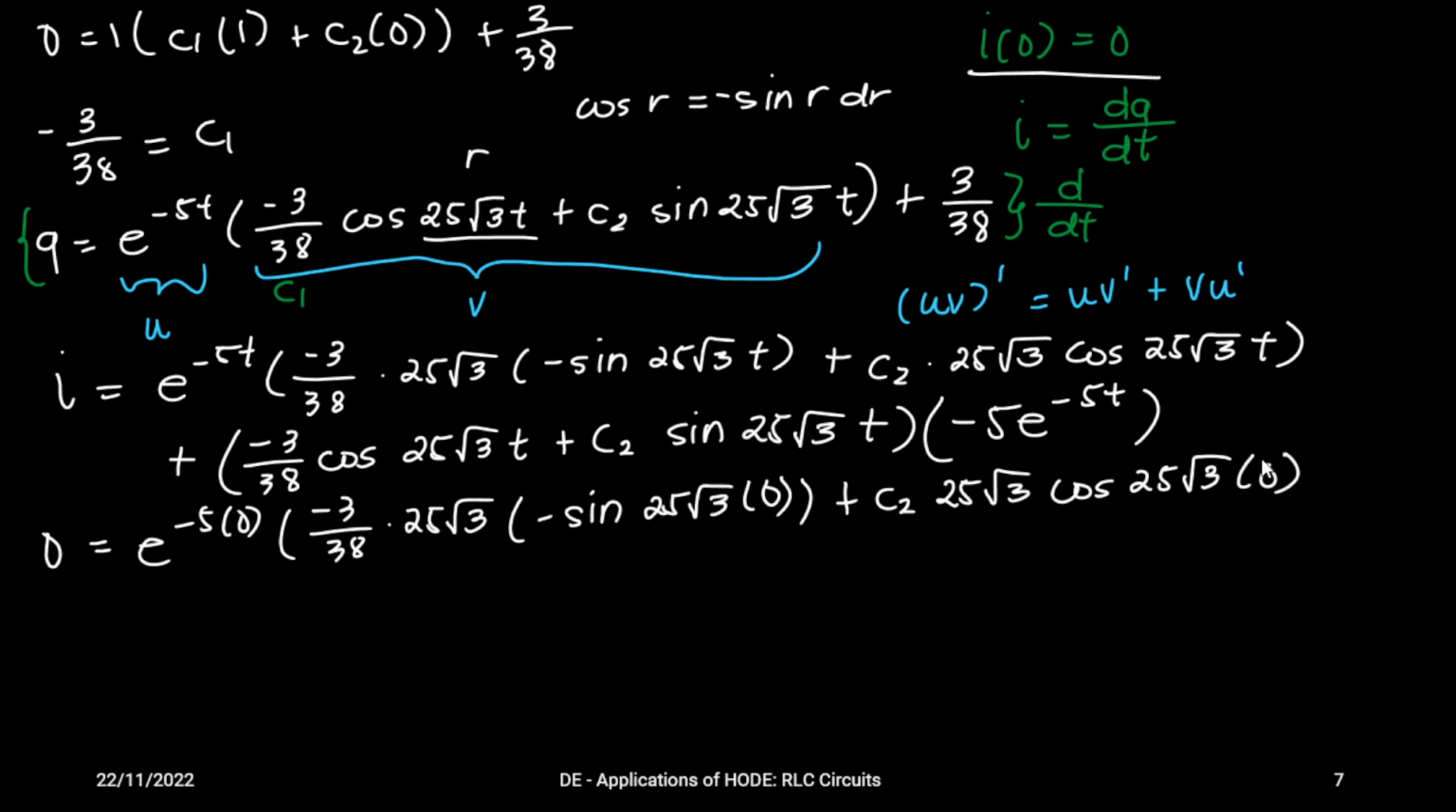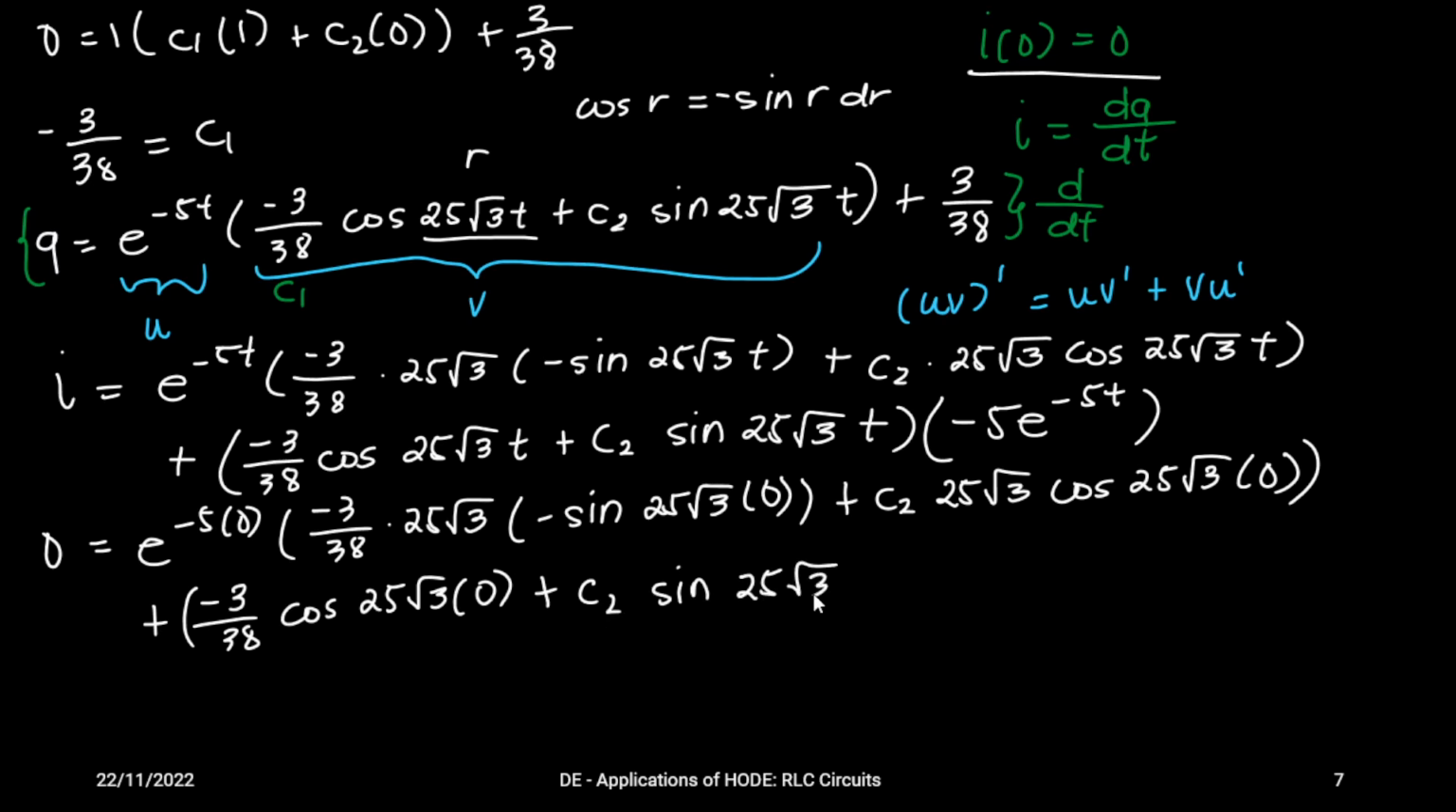So, asa na ako sa groupings ko? Ayan. Okay, so next, we have plus negative 3 over 38 quantity cosine 25 square root of 3 times 0. Yung t, papalitan na natin ng 0 nga. Okay, plus C2 sine 25 square root of 3 times 0, multiplied to negative 5e raised to negative 5 times 0.